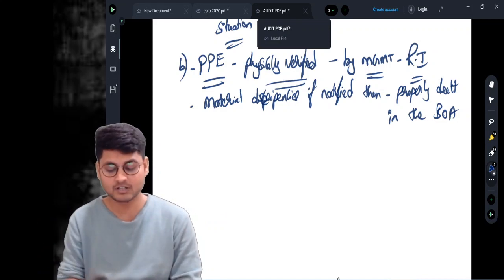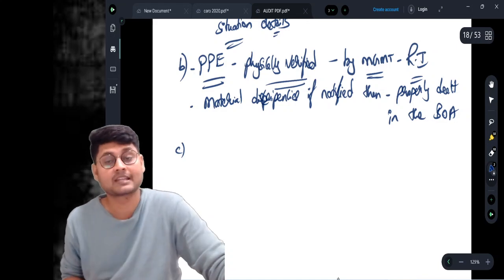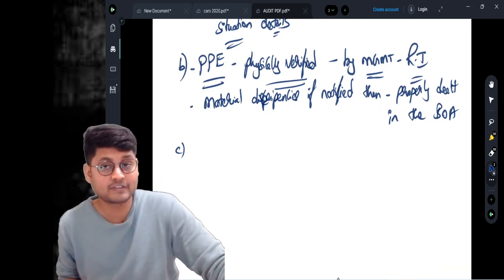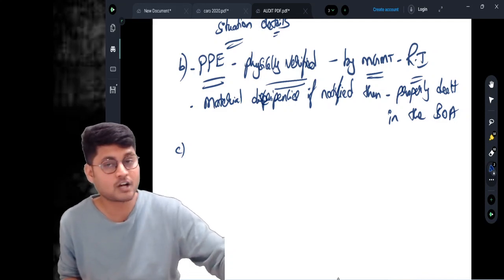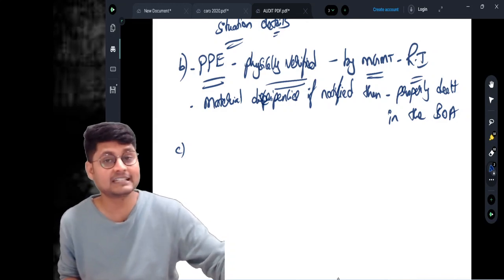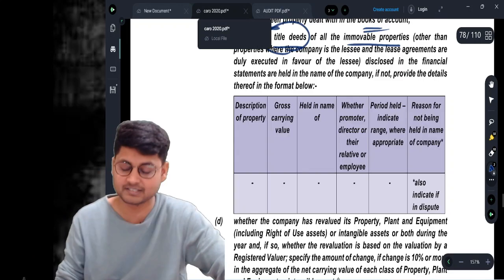So now in this clause you are going to report whether the title deeds of any immovable property, say land or building, are in the name of the company or not. If it is not in the name of the company, then give the details of whose name it is in. That is clause number C. I guess you are all getting the point clear.